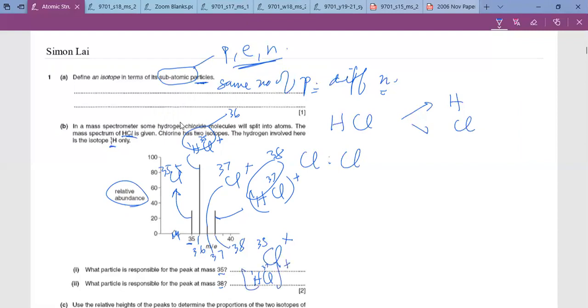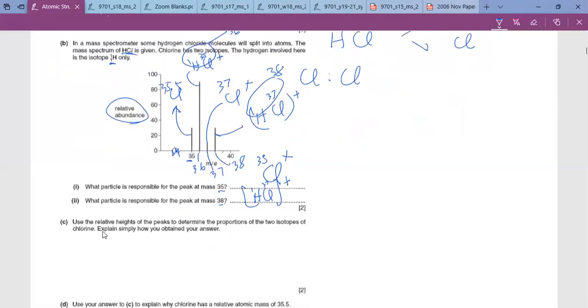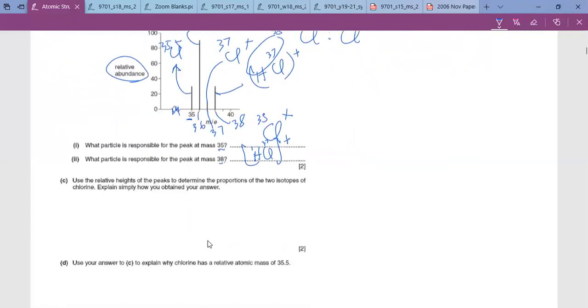Okay? Use the relative heights of the peaks to determine the proportions of the 2 isotopes of chlorine. Explain simply how you obtain the answer. Okay, the 2 isotopes of chlorine are Cl-35 and Cl what?